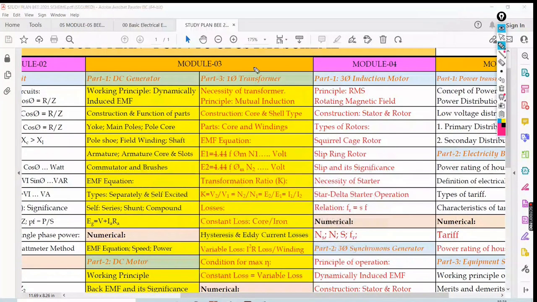It is an electrical static machine which will transfer electrical energy from one circuit to another circuit. The necessity of a transformer is to increase the voltage or to control the current magnitude. The working principle is mutual induction. Based on construction, there is the shell type and the core type. These are the two types of transformer. From the construction point of view, there is a magnetic core and the winding. The winding has a primary and a secondary. The primary winding is connected to the supply, the secondary winding is connected to the load.